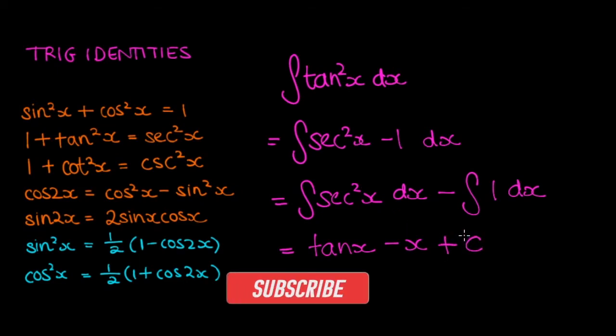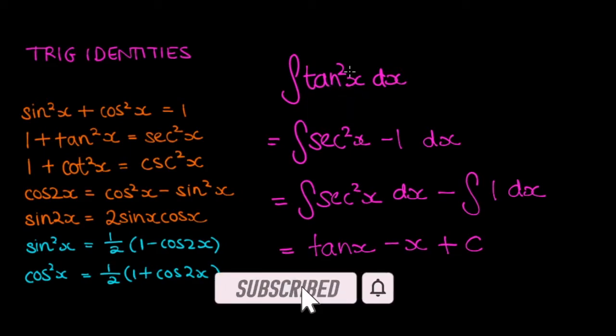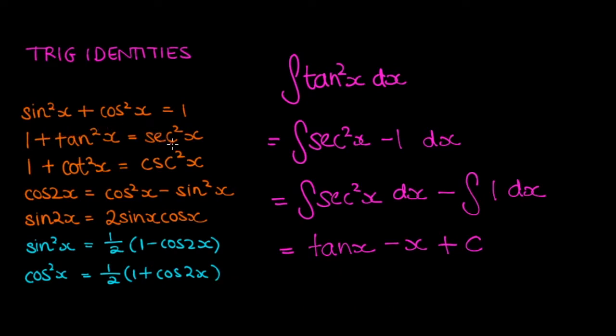And so just to reiterate, whenever we have tan squared inside of an integral, then we always want to consider this identity 1 plus tan squared equals sec squared, because this will allow us to replace tan squared with what we know is a standard integral.